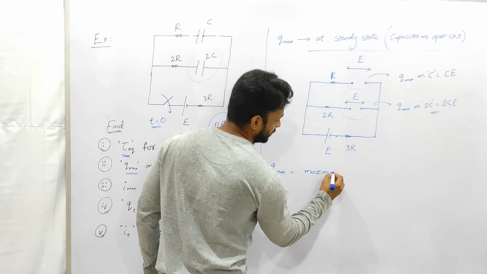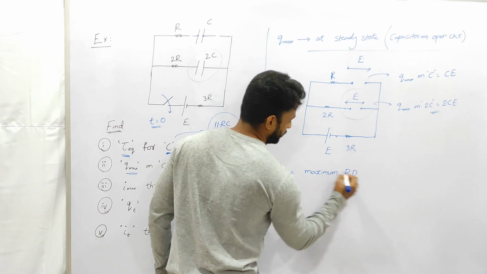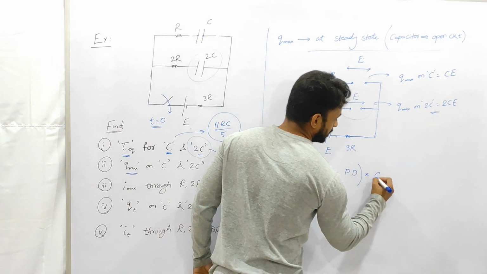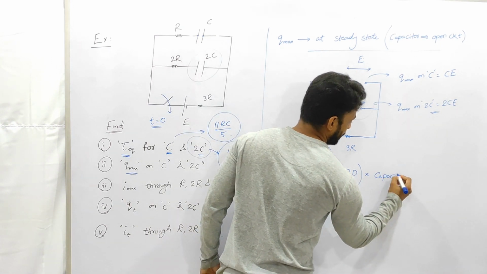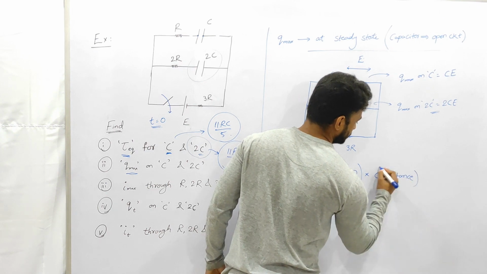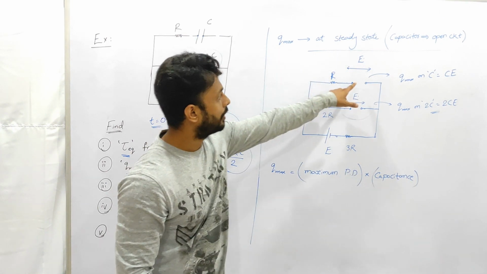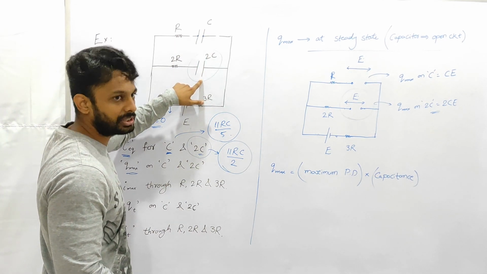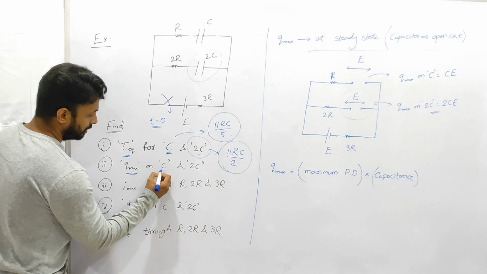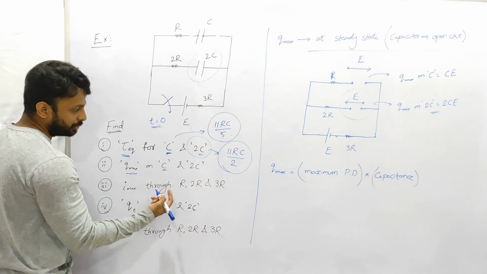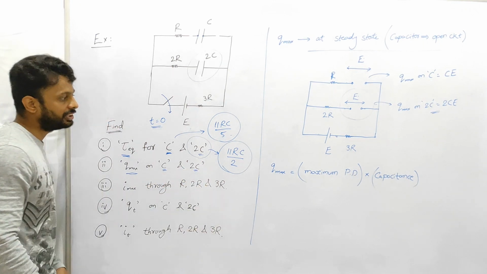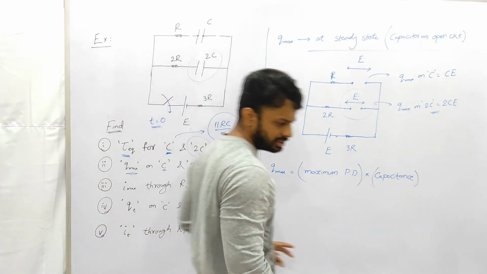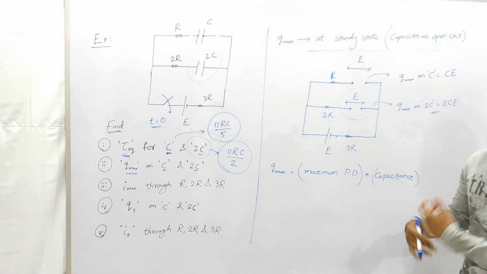Maximum potential difference, by the way, that is attained in steady state, times the capacitance of the required capacitor. Alright. So on this capacitor, what does the maximum charge mean? CE. On this capacitor, what is the maximum charge? 2CE. So here on C it is C into E, on 2C it is 2C into E. Alright. So that's how we calculate the Q max. That's quite easy. Find the maximum potential difference into C.